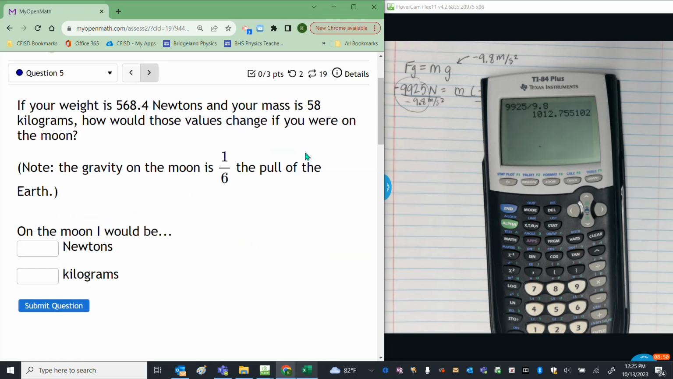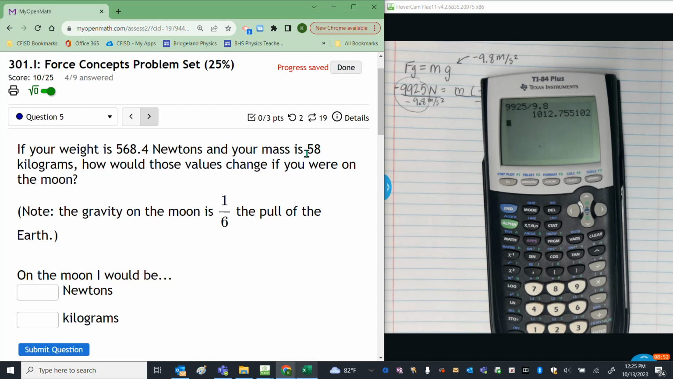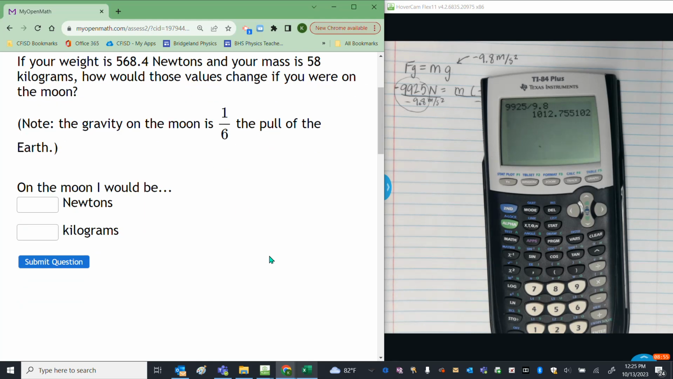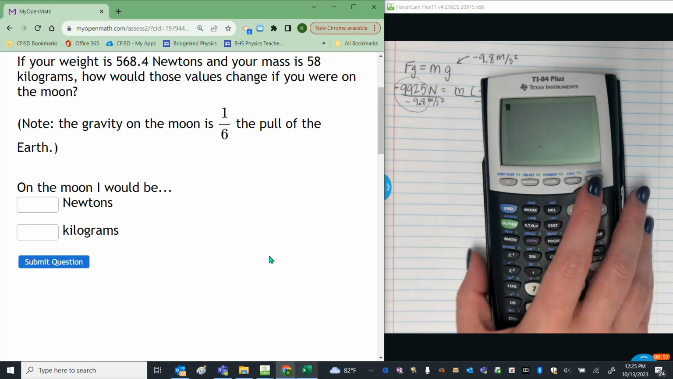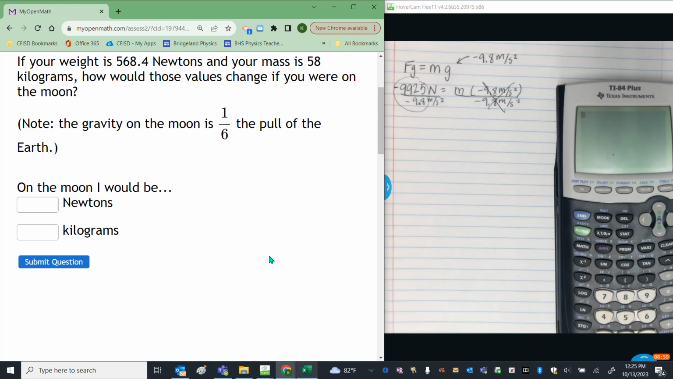Number 5 on this same assignment, 301.1. If your weight is 568.4 newtons and your mass is 58 kilograms, how would those values change if you were on the moon? Note that the gravity on the moon is 1/6 the pull of the Earth.